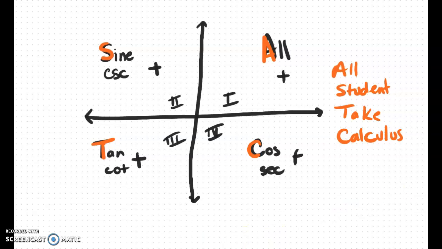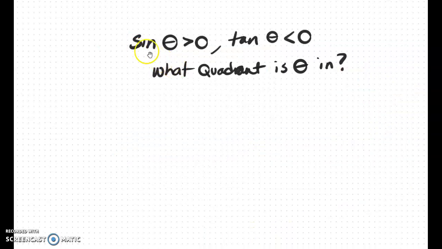So you will find problems that look like this. This question says sine of theta is greater than 0, tangent of theta is less than 0. What quadrant is theta in? So we're saying that the sine of the angle is positive, the tangent of the angle is negative. So then we have to determine what quadrant theta is.